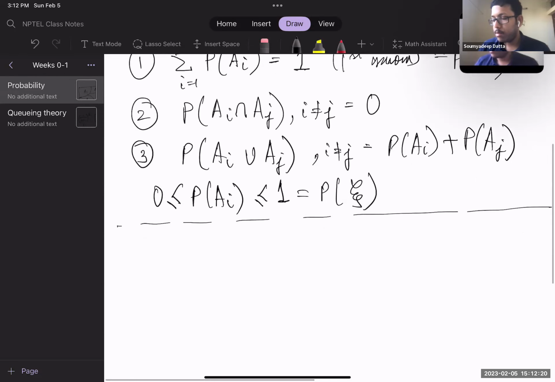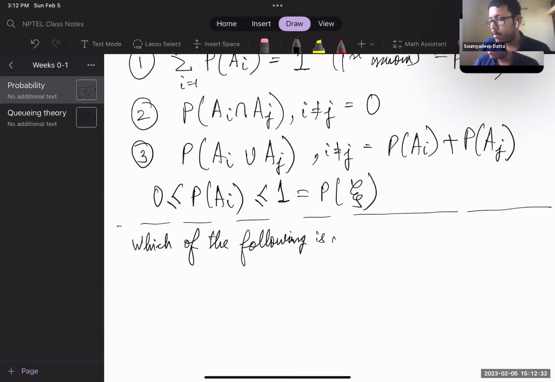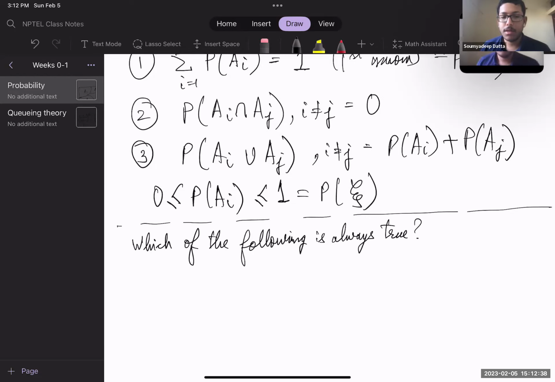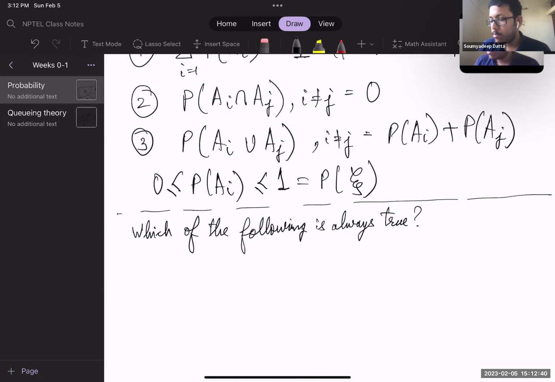These are the 3 statements. The question is, which of the following is always true? Is my handwriting visible? Yes. Yeah, it's visible. Okay. Something like that. So the first one is that, so I'll just write down the 3 statements.